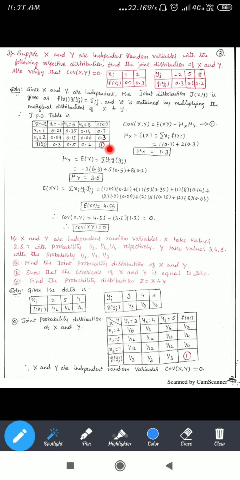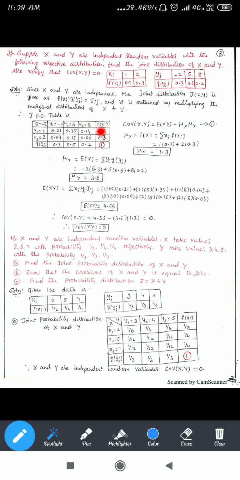So dear students, how to get this J11, J12, that is called joint probability. J11 J12 J13 J21 J22 J23. So how to find this part? Just multiply, that's all. 0.7 into 0.3, 0.21, 0.7 into 0.5, it is 0.35. Next, 0.7 into 0.2, you will get 0.14. So same thing, 0.3 into 0.3, 0.09. Next, 0.3 into 0.5, it is 0.15. Next, 0.3 into 0.2, you will get 0.06.